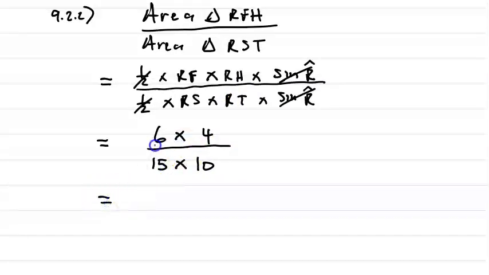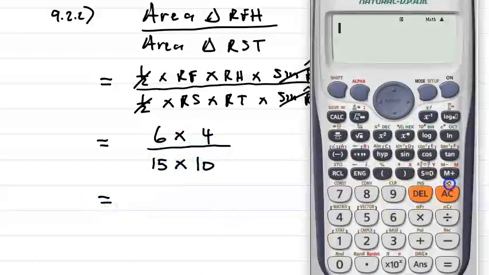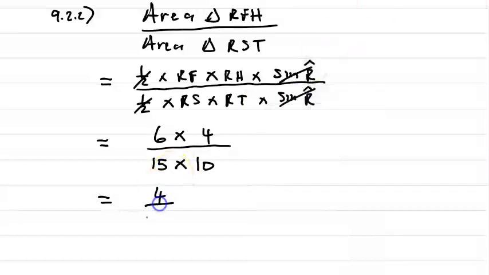So what are we left with? 6 times 4 over 15 times 10. So we can just simply put that in our calculator. 24 over 150 equals 4 over 25. And that is the ratio of the areas of both triangles.